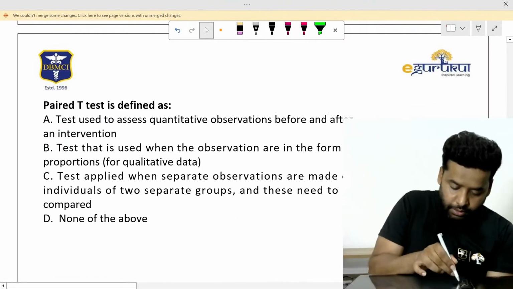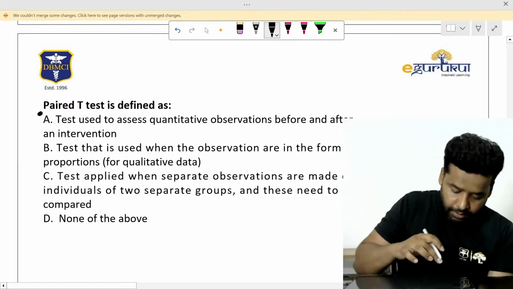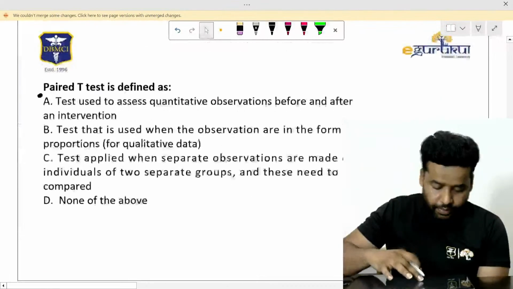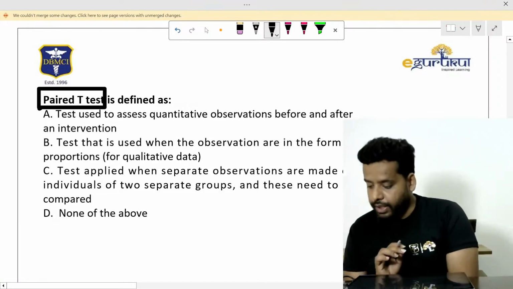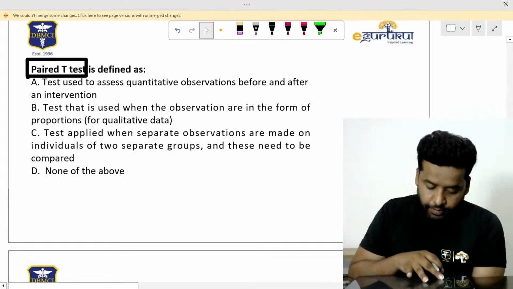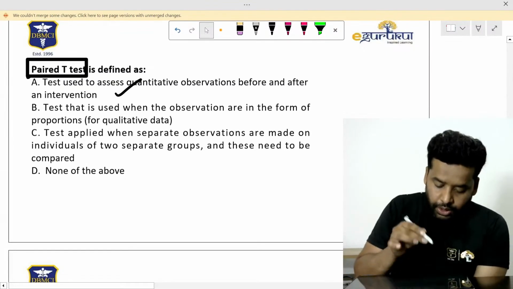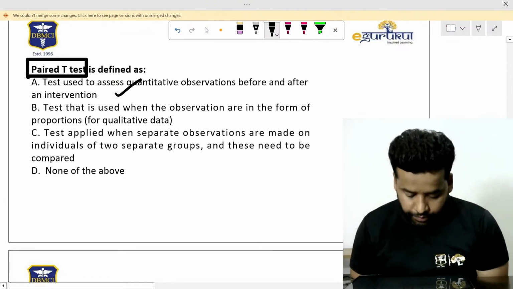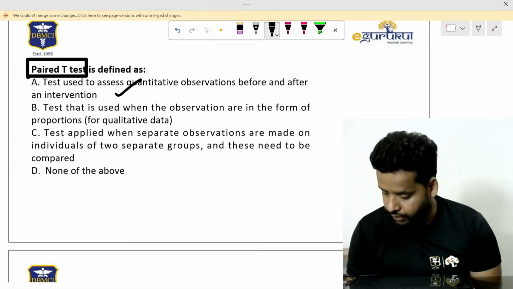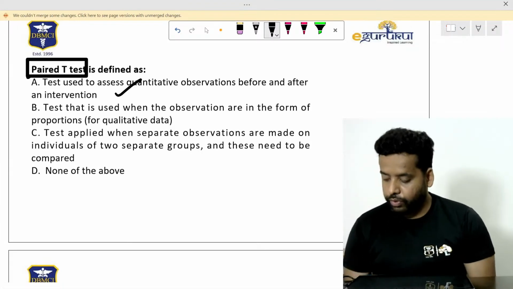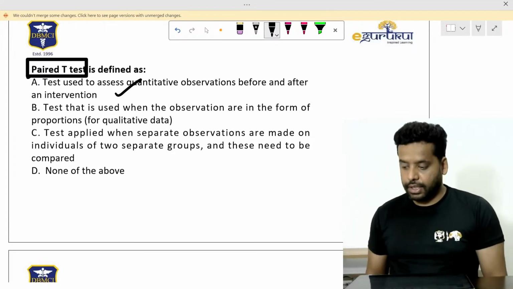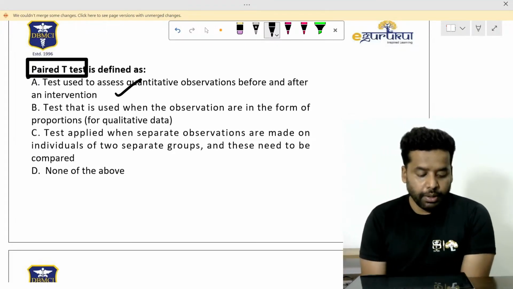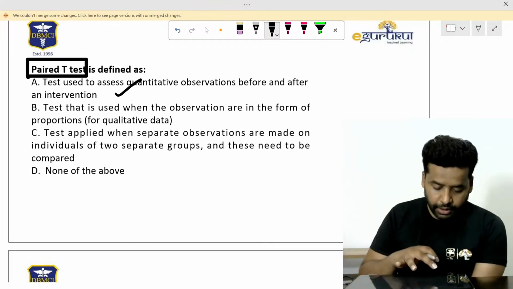Paired t-test. Now tell me the answer. Paired t-test is used where? Quantitative data, yes. One group before, after. Quantitative data, one group before, after. We are using paired t-test.